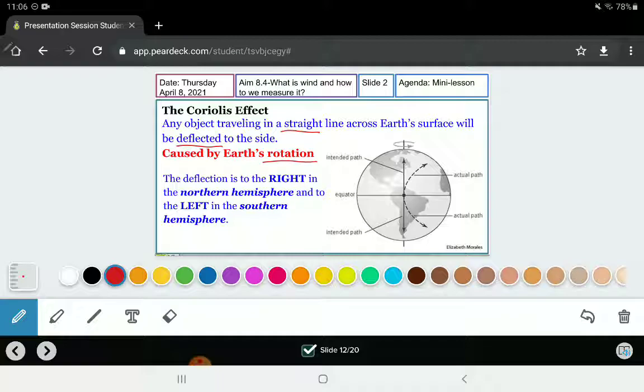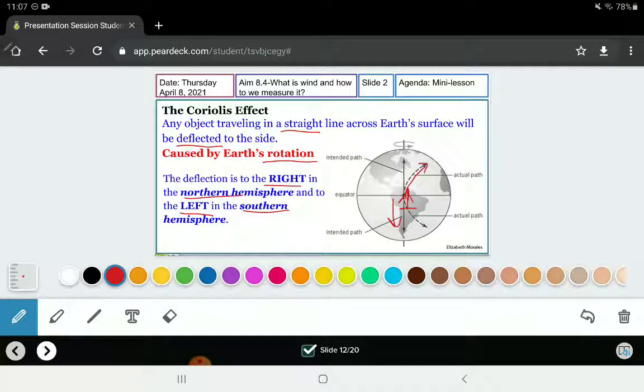So let's say there is some sort of object. I'm going to draw a terrible plane. That's my plane. That's the worst. Okay. I'll cry myself to sleep later. My plane is trying to fly straight up to the North Pole. But because the Earth is rotating underneath the plane, it's going to appear like the plane is moving off to the right. So it appears that it is deflected to the right in the northern hemisphere. But if that plane is trying to go south, it appears to be deflected left in the southern hemisphere.